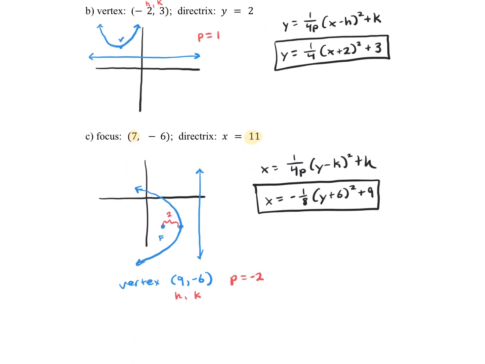And for this last one, we're given the focus and the directrix. The vertex is exactly halfway between. The distance from 7 to 11 is 4, so I would just do half of that to the right to find my vertex, which is (9, -6). And then I can see that my p-value is -2 because it is opening to the left, just based on where your focus and directrix are. So here's h and k, and then there's my p-value, and I just plugged it into that general form.